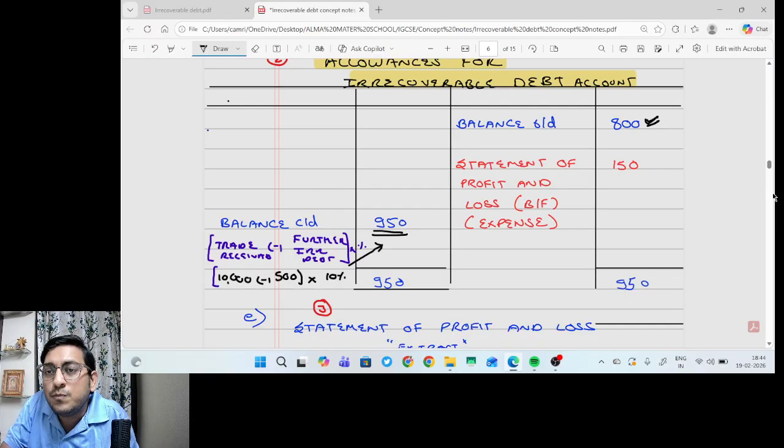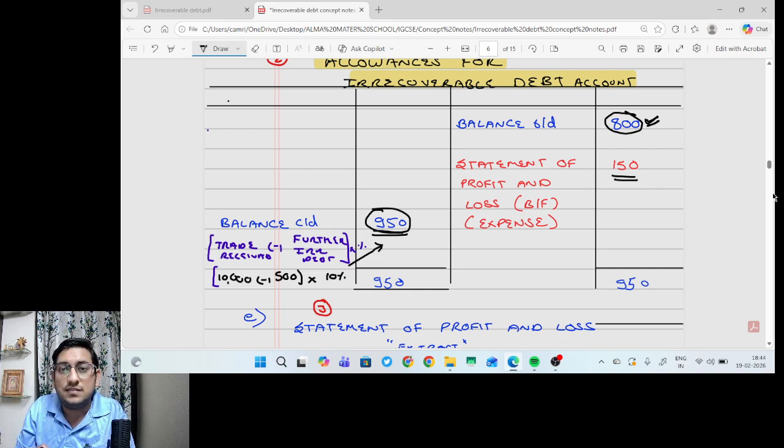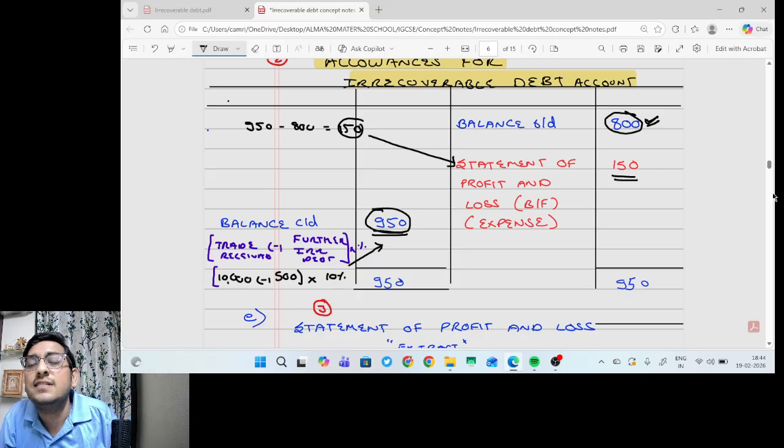Now if you see, guys, opening allowances is given as 800 and closing allowances is given as 950. So that means the balance comes 150 on credit side. So whenever the liability increases, how does liability increase, sir? My closing liability is 950 and my opening liability is 800. That means my liability increases by 150. And whenever liability increases, it is a loss to business. So this 150 increase in liability is called an expense for the business. So whenever liability increases, it is an expense.